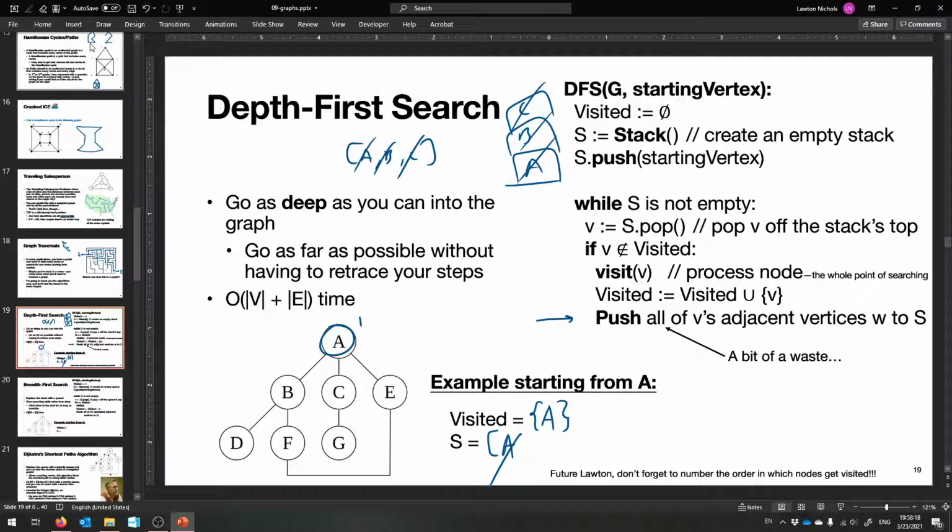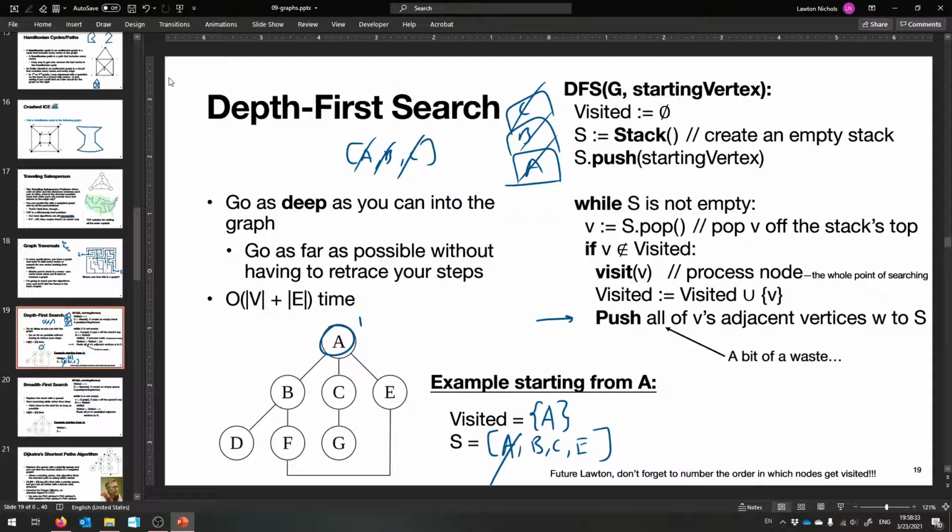So we're going to push B, C, and E to the stack. So now the top of the stack is, well, I guess it's E. That works for me.